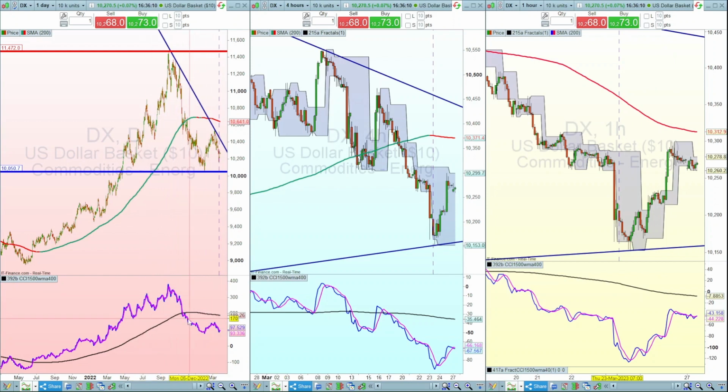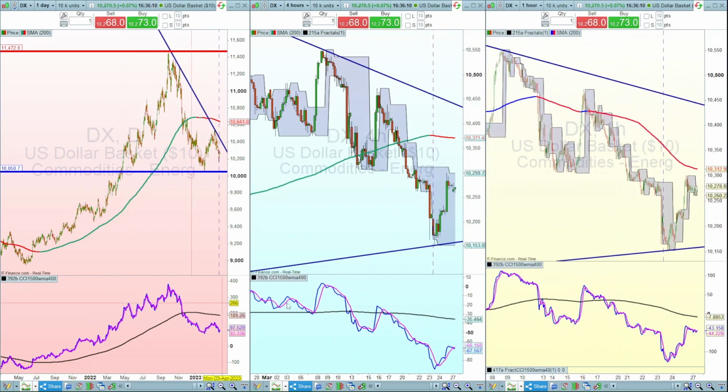You can see all three timeframes are below the CCI at 1500, and below the moving average 400 on each of those. So overall, we're looking at a bearish environment, so taking no long positions. Remember, always trade with the trend. The trend is your friend.